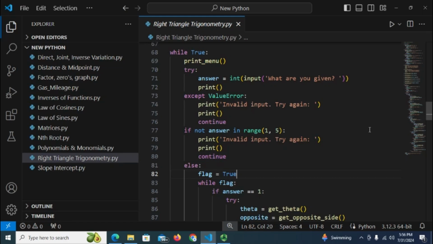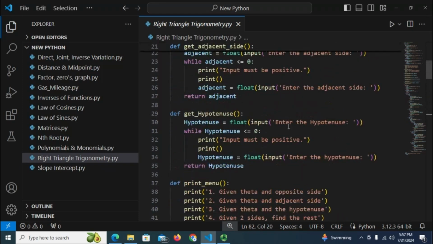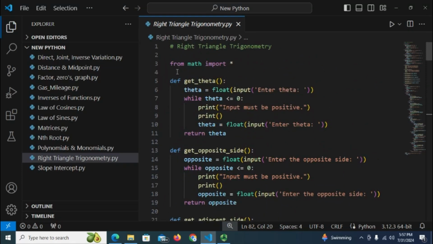Hello. In this program, we will be looking at right triangle trigonometry. We will be dealing with right triangles, and we will be looking at SOHCAHTOA as well as the Pythagorean theorem. Those are going to be the two main concepts that we will be using in this program. So before I jump into some programming and coding, let's go over what I've done here.